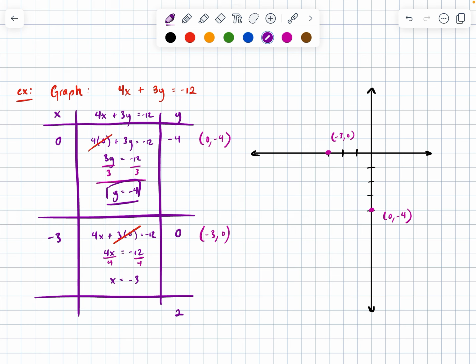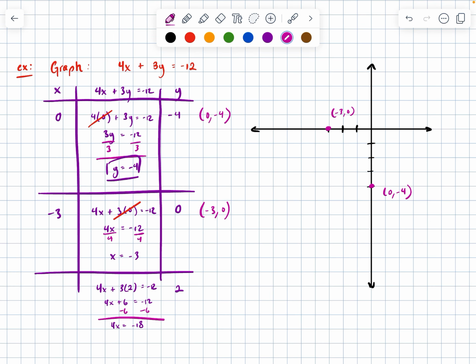Let's say that I want to plug in something like 2. So I'll plug in 2. Doesn't really matter what number I choose. Plugging in 2 for y, I'm going to say that 4x plus 3 times 2 is equal to negative 12. All I need to do now is solve for x. Well, 4x plus 6 is equal to negative 12, minus 6 from both sides. That tells me that 4x is equal to negative 12 minus 6, which is negative 18.